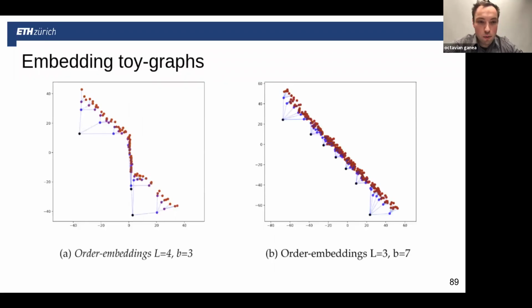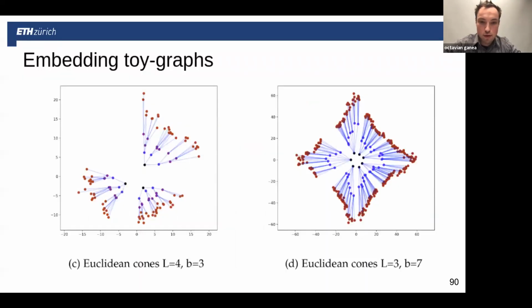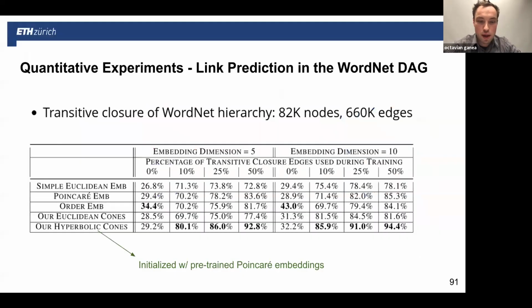We also did order embeddings, so here I compare order embeddings of, again, synthetic trees of a fixed branching factor and a fixed number of levels in the tree. And this is order embeddings. And here is using our version of the Euclidean cones. So you can see that now they expand in all the directions of the space, which is kind of nice.